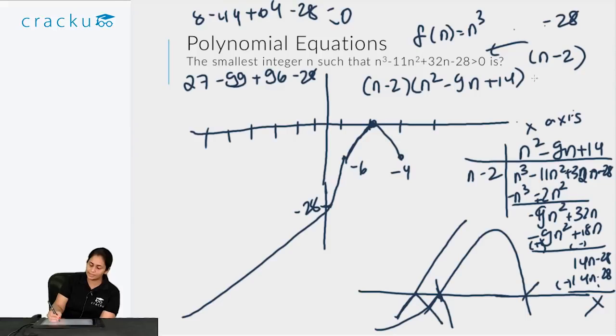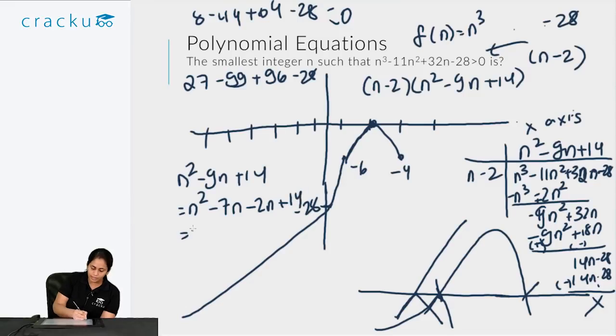And n square minus 9n plus 14 can itself be factorized, so the product should be 14 and the sum should be minus 9. So the possible pair is minus 7 and minus 2. So I can write n square minus 9n plus 14 as n square minus 7n minus 2n plus 14. So that is n into n minus 7 minus 2 times n minus 7. So I get n minus 2 times n minus 7.